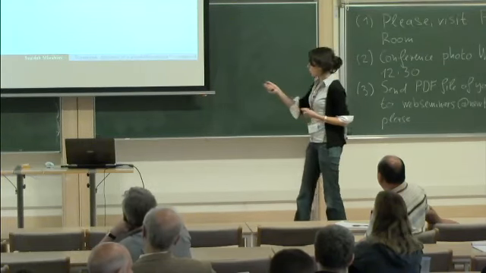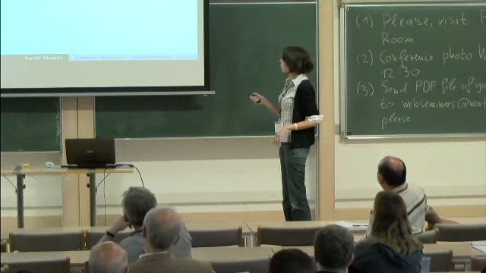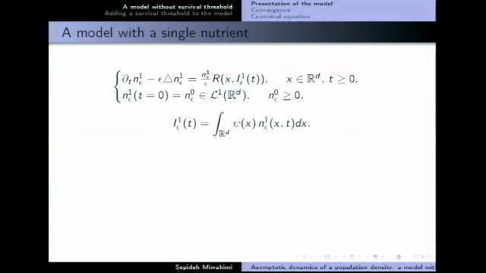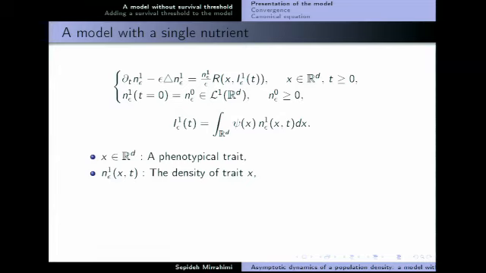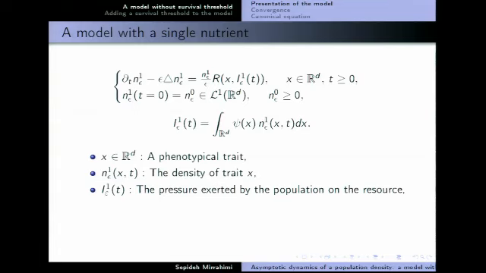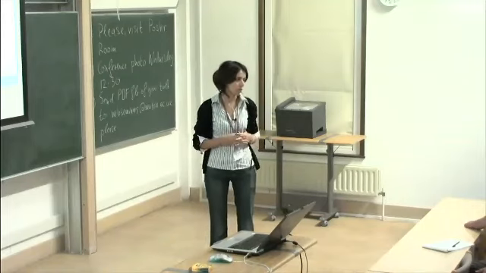Well, here is a model that we study. This is a model with a single nutrient. Here x represents a phenotypical trait, t is time, and n is the density of the trait x. I epsilon is the pressure exerted by the population on the resource. Actually, we suppose that we have just one resource and every individual is using this resource with a different rate psi of x, and so we can consider it as the total consumption of the population.